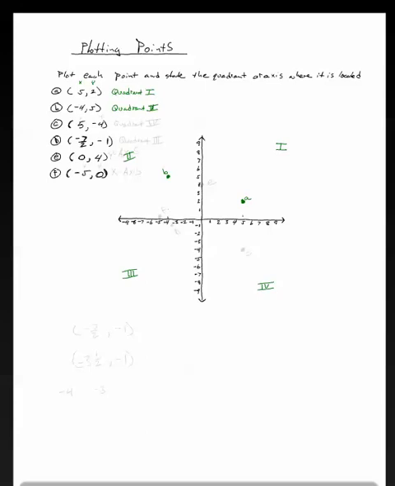Our next point, C, gives us the coordinates 5, -4. So that means we're going 5 on the x, -4 on the y. So from 0, 0, we're going to go right 5 units. And then we're going to go down 4 units. 1, 2, 3, 4. And that is point C. And we can see point C is in quadrant 4.